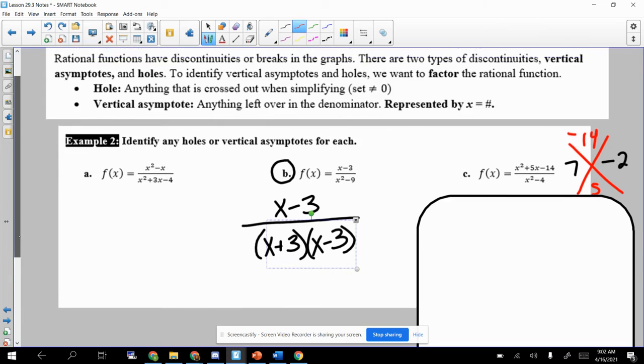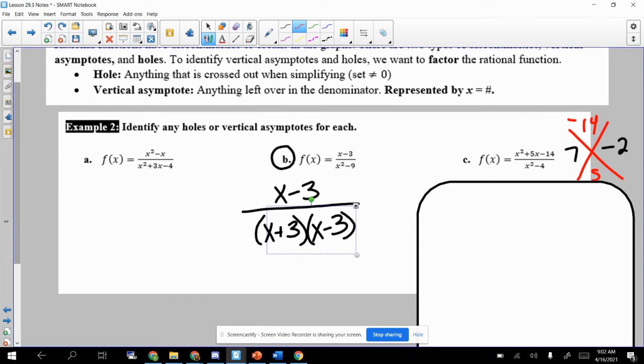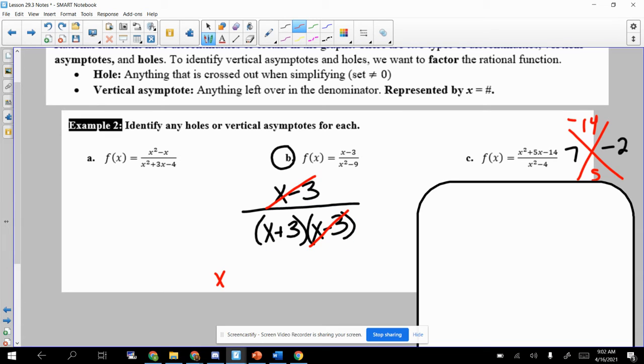Okay. Remember, whatever cancels on top and bottom, that becomes your hole. So we would cross these out, set it equal to 0. So you have a hole at, and if we added that 3 over, we would know it's at x equals positive 3. Okay, so that's part of your answer.